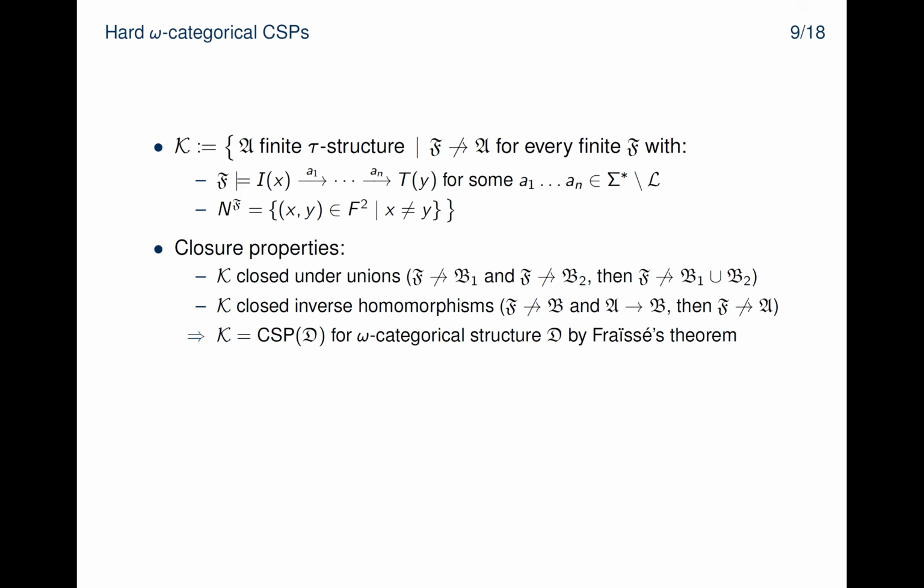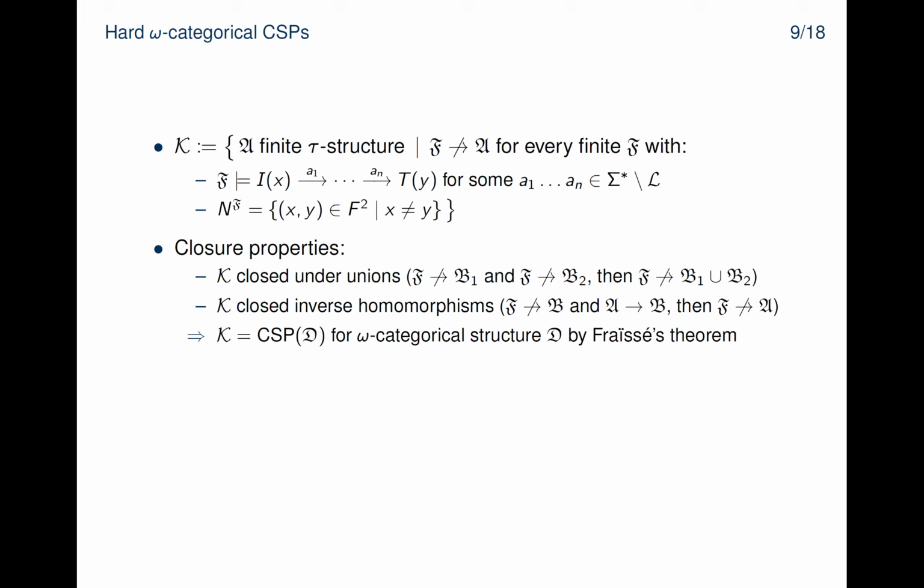Okay, so for this class that we defined, we have some closure properties. First, this class is closed under unions. How can we see this? By union, I just mean that if we have two structures that overlap on some part, we take the structure which has as its domain the union of the two domains, and the relations are just unions of the relations of both structures. Now, I claim that if none of these forbidden structures from above map to B1 and B, then they don't map to the union either. And this is actually due to a very simple fact, namely that this relation N is interpreted as the inequality, right?